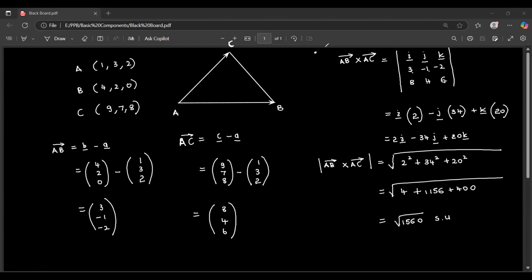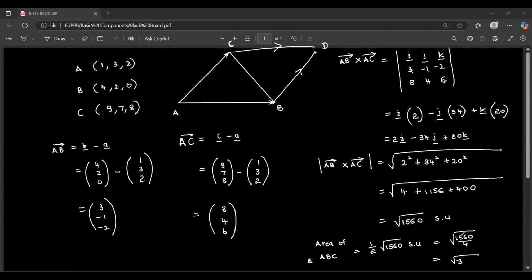Okay, if we have another point D here, which connects in this way, that will be the area of the parallelogram. But we have to find the area of triangle ABC. So the area of triangle ABC is equal to half square root of 1560. Okay, so I bring 4 here, is this divisible? Yes, it is divisible. So square root of 1560 divided by 4 will be equal to square root of 390. That's it. So this is how you have to do this question.